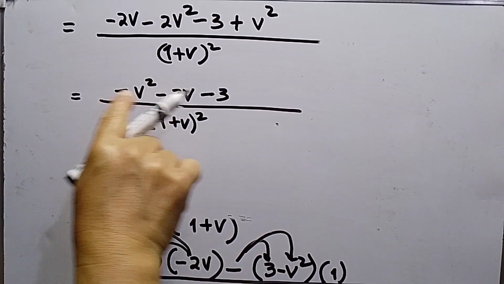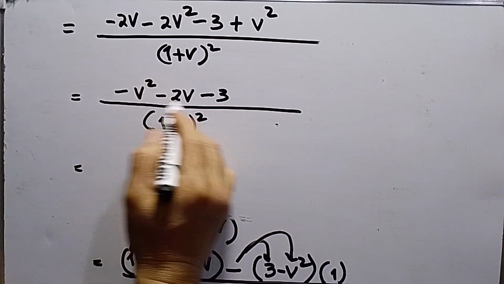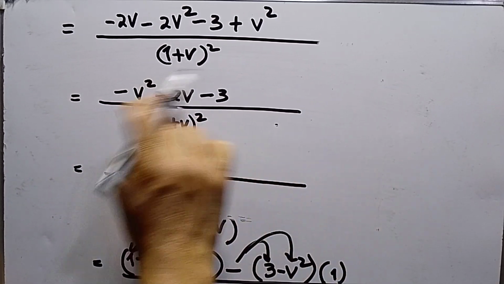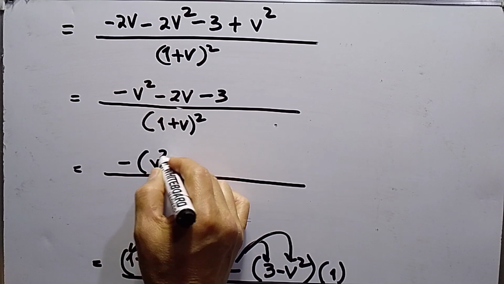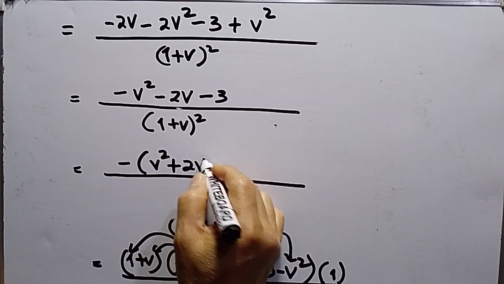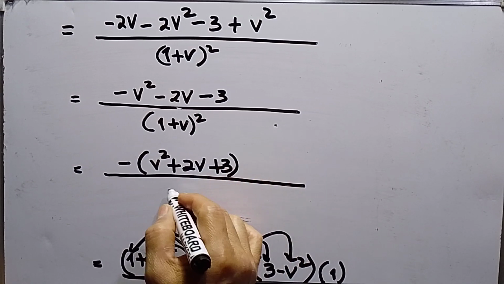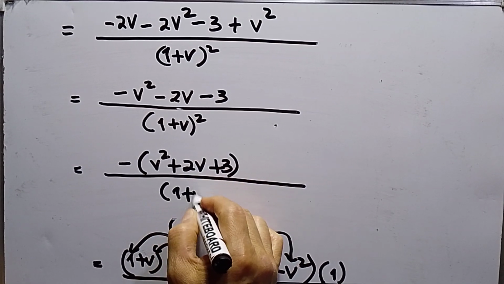Since I have a negative in my numerator, I need to factor it out. So this will be minus v squared plus 2v plus 3, all over 1 plus v squared.